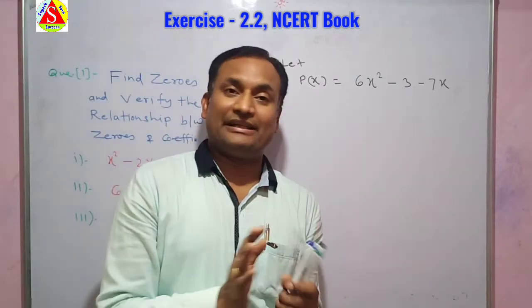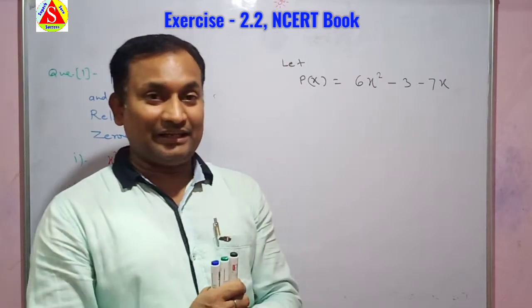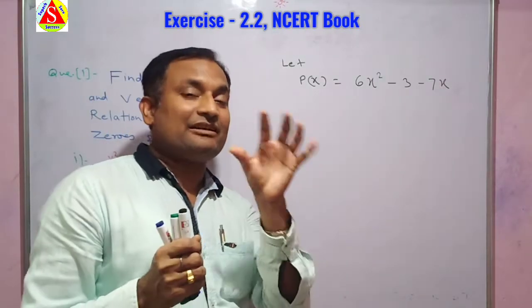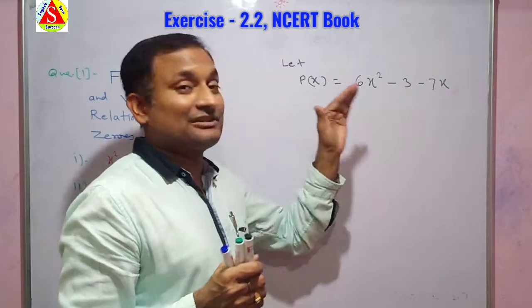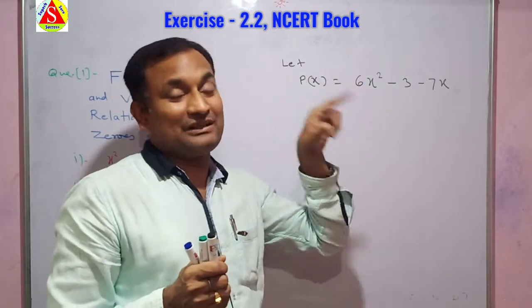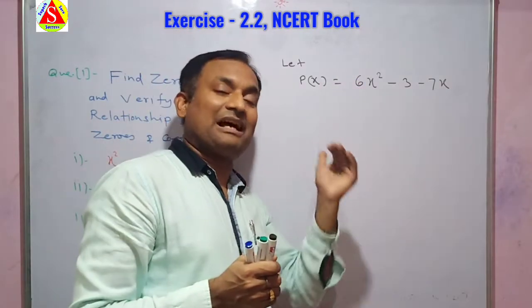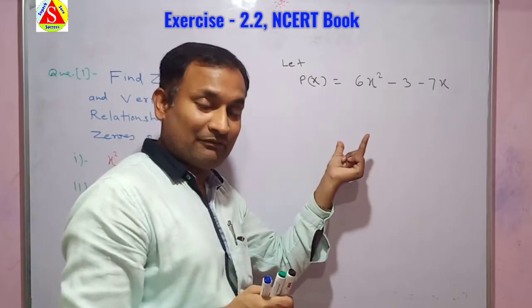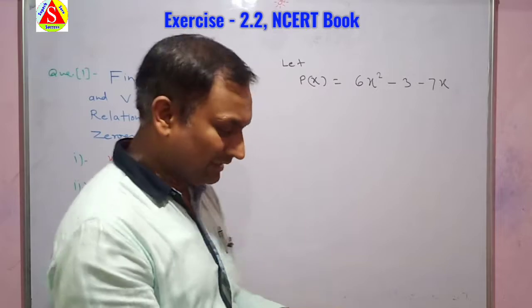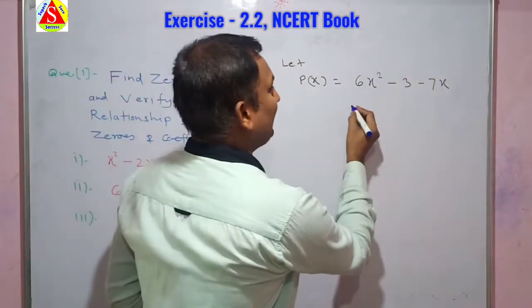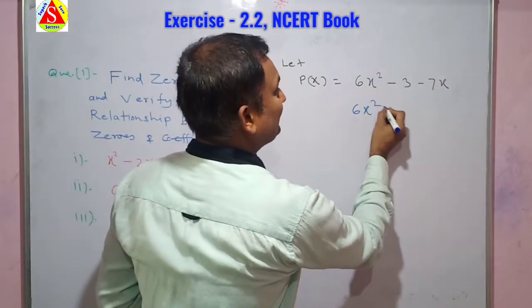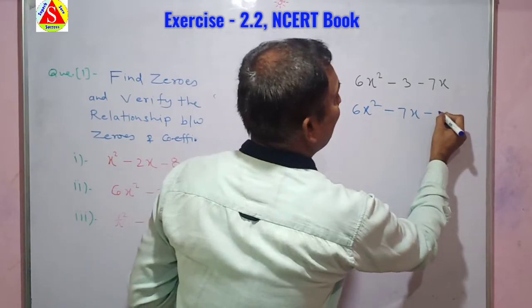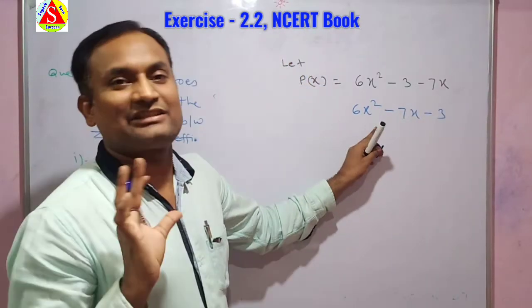It is not given in standard form, because the standard form is ax square plus bx plus c, because we write any polynomial starting from the highest power to the lowest power. So writing this in the standard form, we will have 6x square minus 7x minus 3. Now this is in standard form.